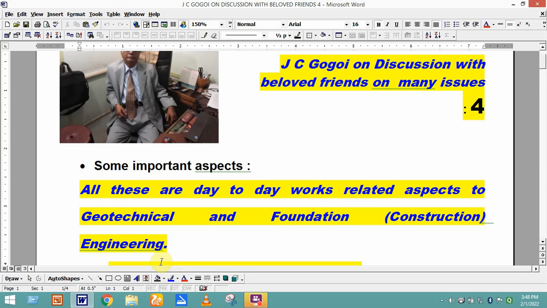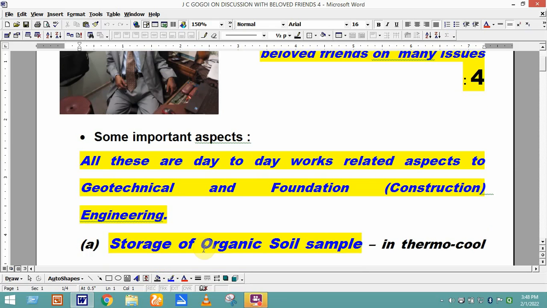Earlier, there are some different topics I have discussed. Today I shall discuss some basic aspects of geotechnical and foundation engineering. I have received a lot of questions, from storage to empirical relationship, SBC, settlement, a lot of questions. These are on the storage of organic soil samples.